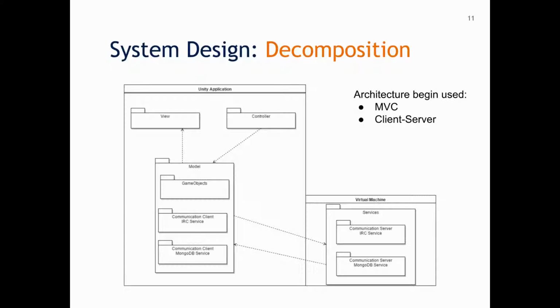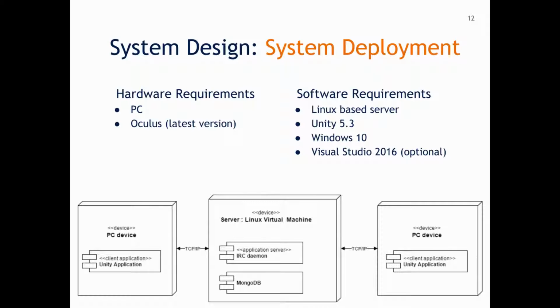The view contains the scenes of the application. The controller contains the scripts that manipulate game objects and process user input. The server houses the services, which are the communication piece that respond to the client. Here is the system deployment. In the image, we have two instances of our application running and a server in the middle.